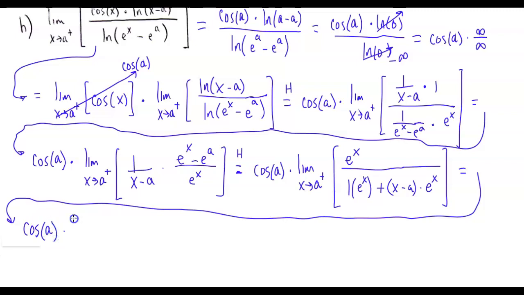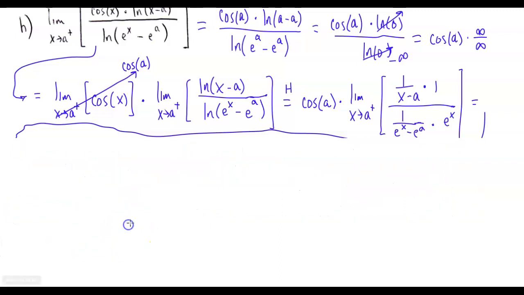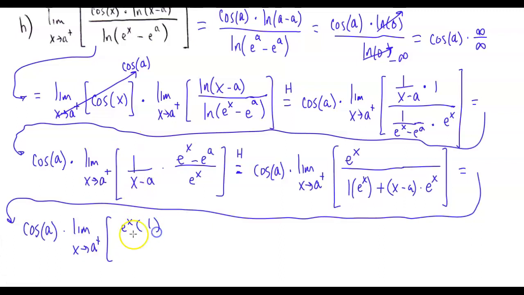So I have cosine of a times the limit as x approaches a from the right. Got e raised to the x here, and that's just going to be 1 e raised to the x, and I'm going to have 1 plus x minus a. And of course, those e raised to the x factors here, they will reduce to 1.